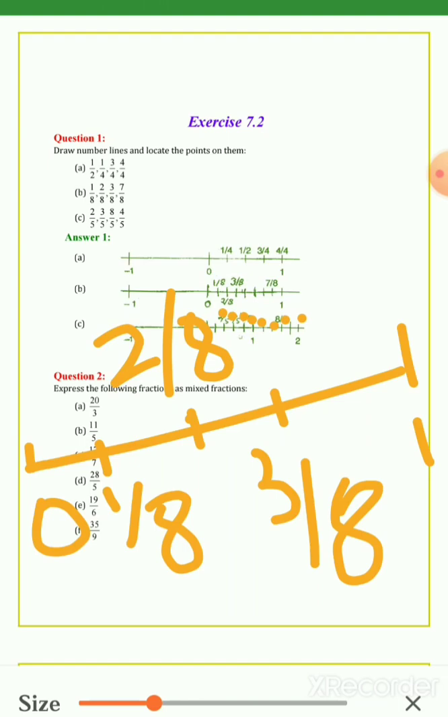So to complete this, 1 by 8, 2 by 8, then 3 by 8, then 4 by 8, then 5 by 8, then 6 by 8, then 7 by 8, and when 8 by 8 comes, it means it is 1. So we have 8 parts in between these numbers, and you can easily locate them: 1 by 8, 2 by 8, 3 by 8, then 4 by 8, then 6 by 8, whatever is asked.